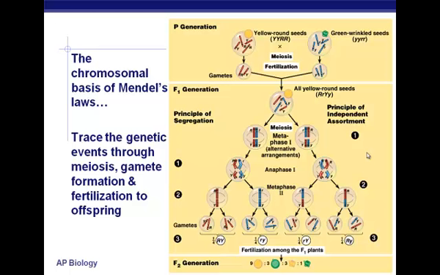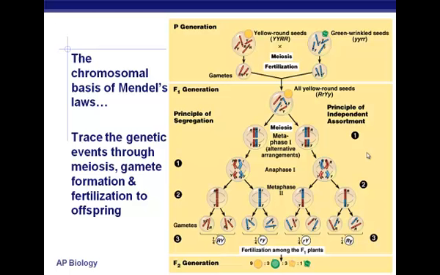A 1 to 1 to 1 to 1 ratio, or 1/4 or 25% each. And so now it's a matter of chance, and that's what the Punnett square is going to do for us, right? It's a matter of chance of one of these meeting another one, right? 1/4 times 1/4 gives you 1/16.